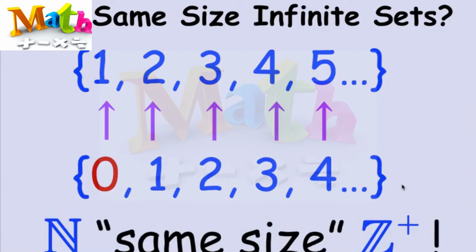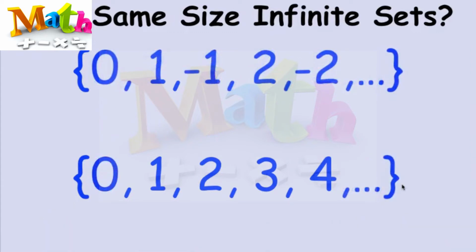So N is the same size as the positive integers. Well, in fact, let's look at this one. I can enumerate on the top all the integers, both positive and negative, right? 0, 1, minus 1, 2, minus 2, and so on. And that gives me the set consisting of all the integers. And over here I can have 0, 1, 2, just the non-negative integers. And you can see the orderly way in which I've listed the integers at the top. That implicitly defines a bijection.